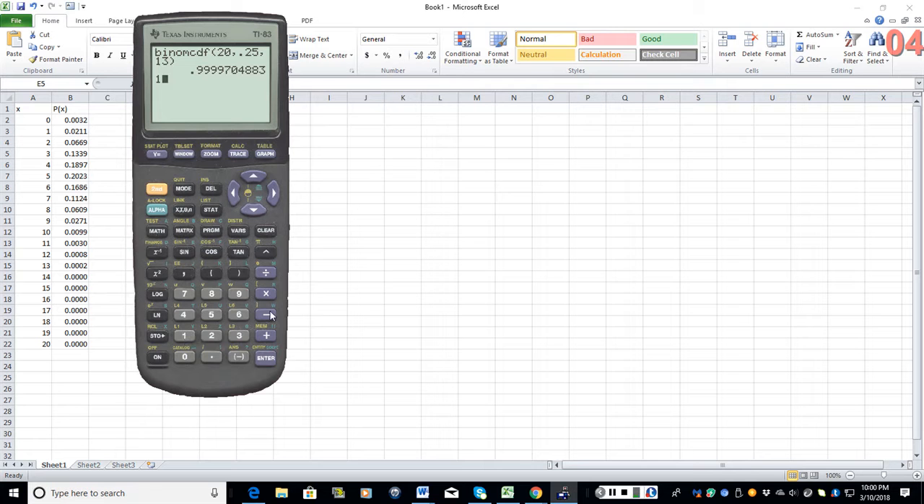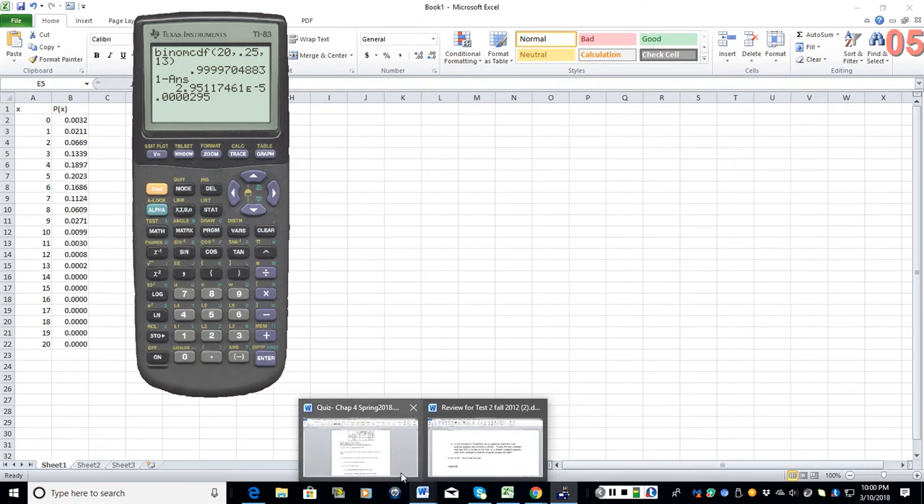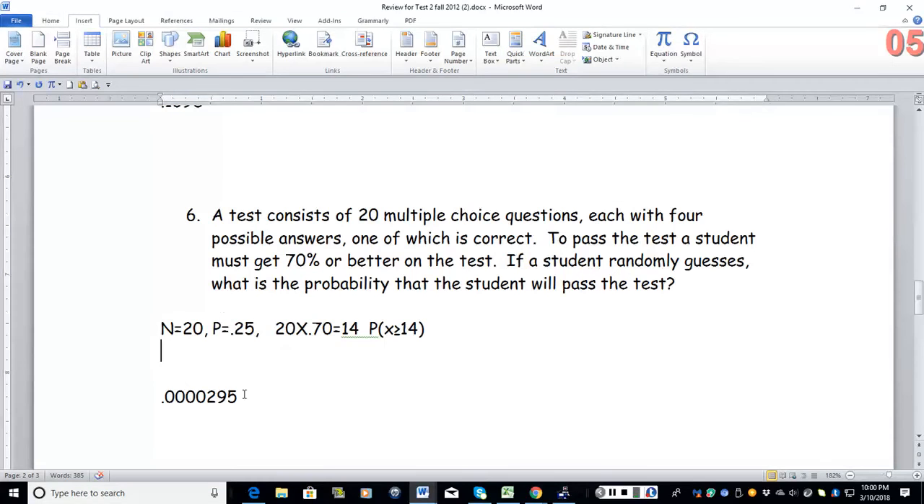Now we're going to go 1 minus that answer, and that's going to be 0.1234295, which is going to translate to 0 if we round it to 4 decimal places. So therefore, that's where this right here comes from. Okay, that's your answer right there.